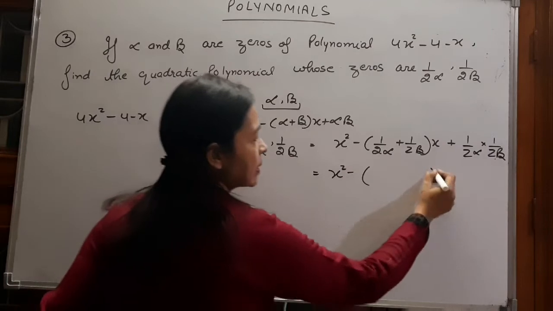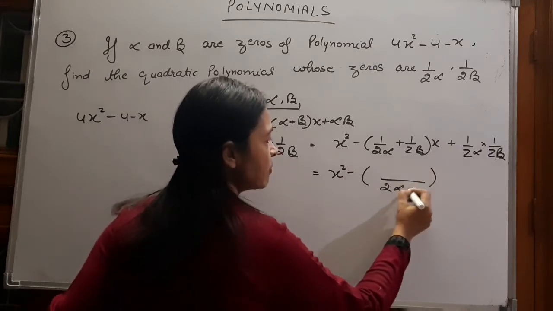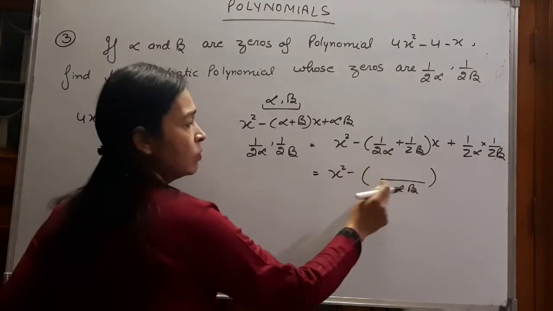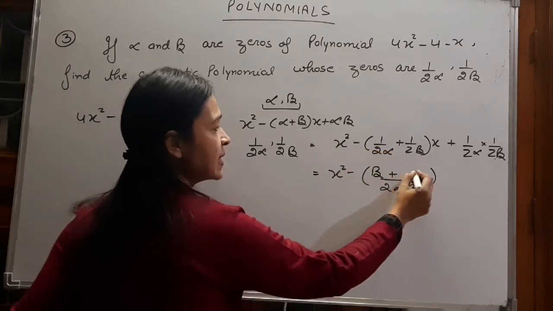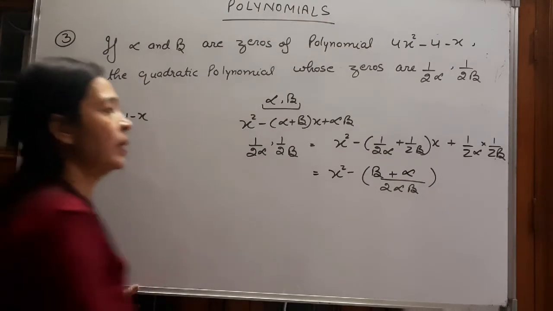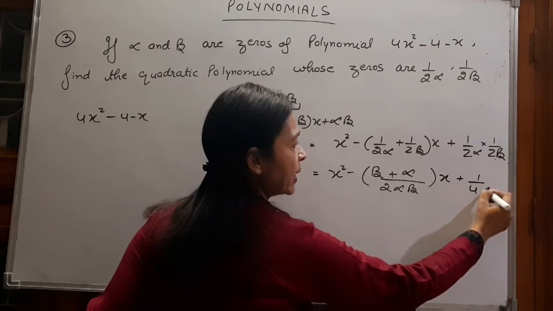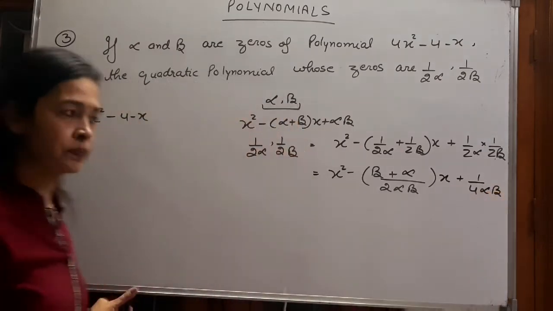X square minus, taking LCM, 2 times alpha beta. We have 2 alpha in the numerator. What do we get? Beta plus alpha in this case into x plus 1 by 2 into 1 by 2, 1 by 4 into alpha beta.